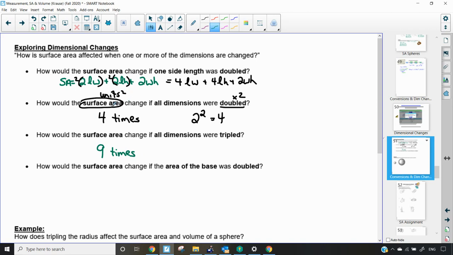Well, let's look at what we know. Surface area is units squared, and tripled is times 3. Note that 3 squared is 9. So what if I had quadrupled? Well, quadrupled would be times 4. Surface area would be affected in that it's 4 squared, so 16 times greater. And then the last question, we looked at how the surface area would change if the area of the base was doubled, and there was no rule or correlation. But again, when we get into volume, we will notice that this one does have a relationship.